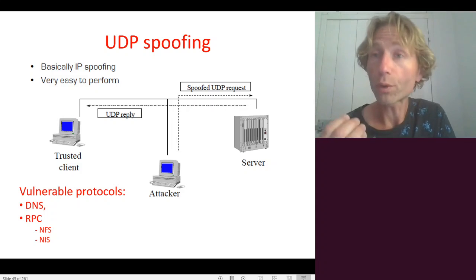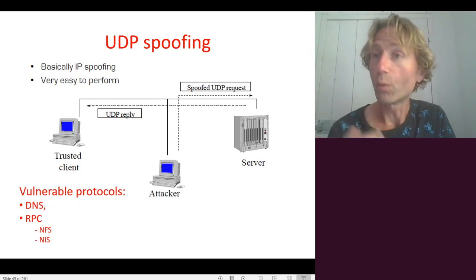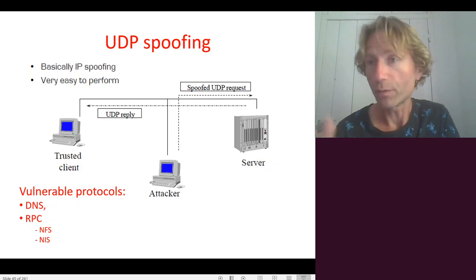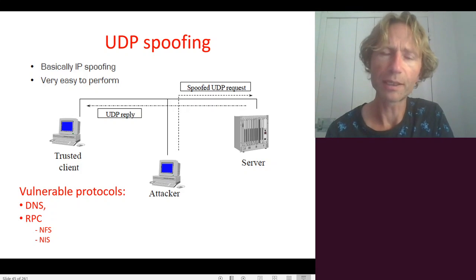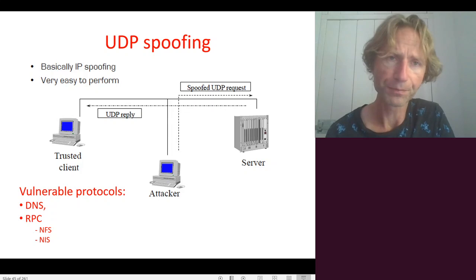So some of the core services that are at the heart of the internet, such as DNS, work with UDP. Okay. There are also other protocols such as NFS servers and NIS servers, a little bit older, not used that much anymore. They also work with UDP.